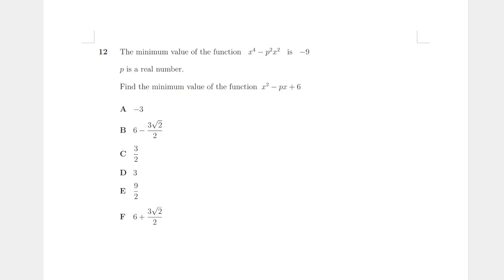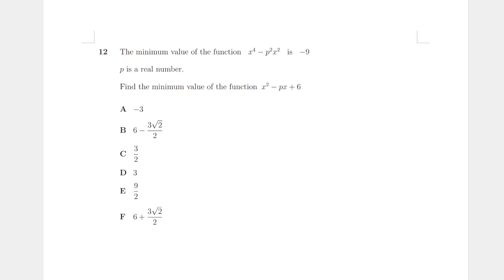Okay, question 12. The minimum value of the function x to the power 4 minus p squared x squared is negative 9. P is a real number. Find the minimum value of the function x squared minus px plus 6. Okay, so what's our first job? Our first job is to figure out the value of p.